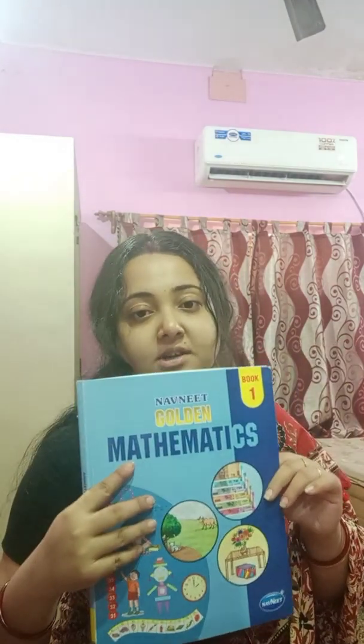So today we are going to solve some exercises from your Navneet Golden Mathematics book. Okay, for that children you need to turn to page number 14. Turn to page number 14 of your Navneet Golden Mathematics book. What is the chapter about? The chapter is about equal, more, less.